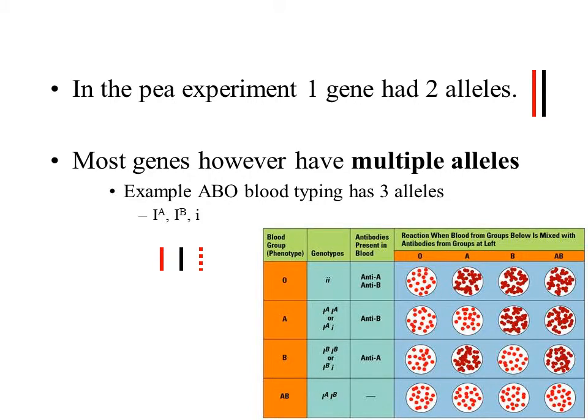Now we will talk about multiple alleles. In the pea experiment, we had one gene, 2 alleles. But most genes, especially in humans, have multiple alleles. One example is with blood typing. The ABO blood typing has 3 alleles. Big I superscript A and big I superscript B are codominant to each other, and the little i is recessive. So that one gene has 3 alleles.